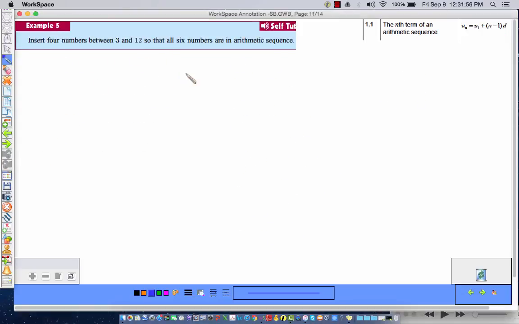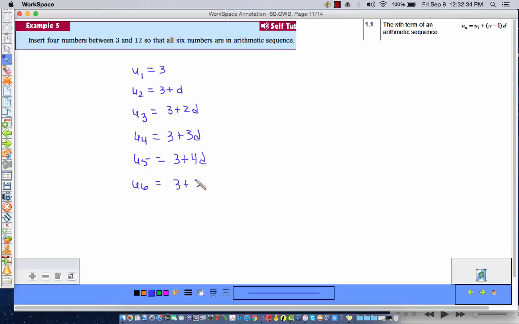Insert 4 numbers between 3 and 12 so that all 6 numbers are in arithmetic sequence. Okay, so it really doesn't matter what term numbers these are, so I'm just going to say that u sub 1 is equal to 3. That means u sub 2 would be equal to 3 plus the common difference. u sub 3 would be equal to 3 plus 2d. u sub 4 would be 3 plus 3d. u sub 5 would be equal to 3 plus 4d, and u sub 6 is equal to 3 plus 5d, which I know is equal to 12.